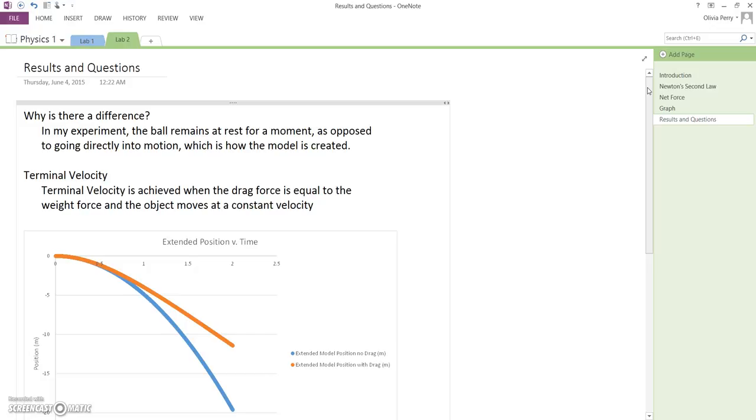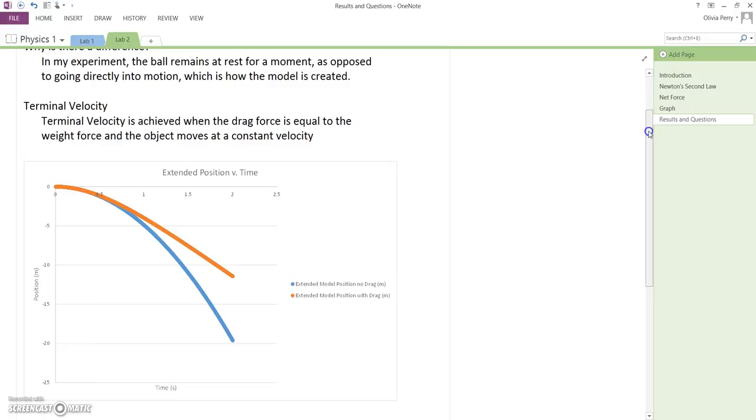Terminal velocity is achieved when the net force acting on the object is 0, meaning there is no speeding up or slowing down of the object. Terminal velocity is achieved when the drag force is equal to the weight force and the velocity is constant. Terminal velocity is only possible in the model with drag, since drag force is needed to cancel out the weight force and create the net force of 0.